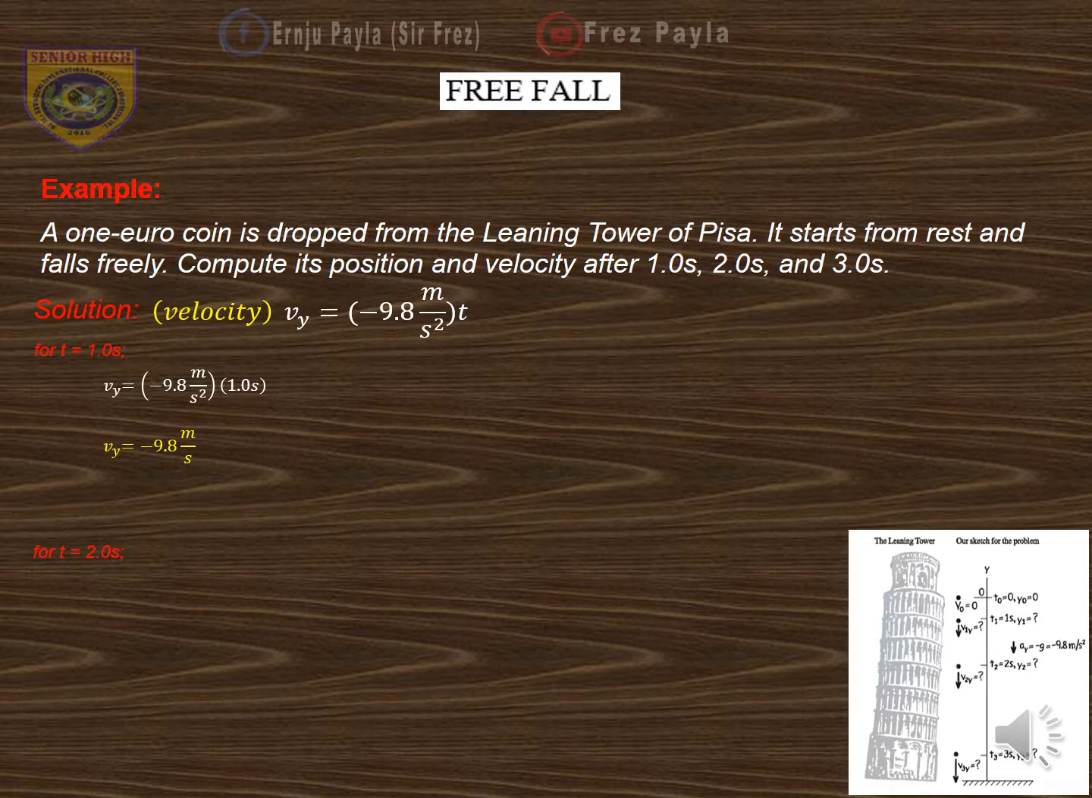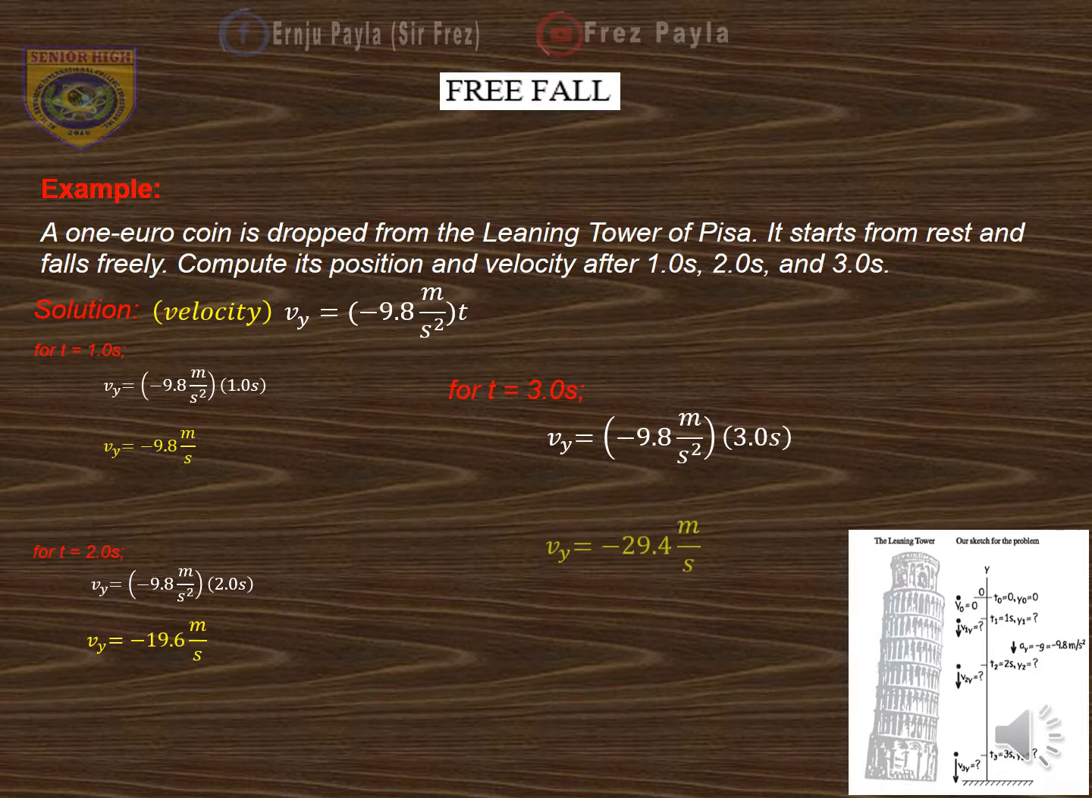For t equals 2 seconds, we use the same equation. We substitute t equals 2.0 seconds and multiply the two. The result for v sub y at t equals 2 seconds is negative 19.6 meters per second. For t equals 3 seconds, same equation. We substitute 3 for t, and the final answer is v sub y equals negative 29.4 meters per second.